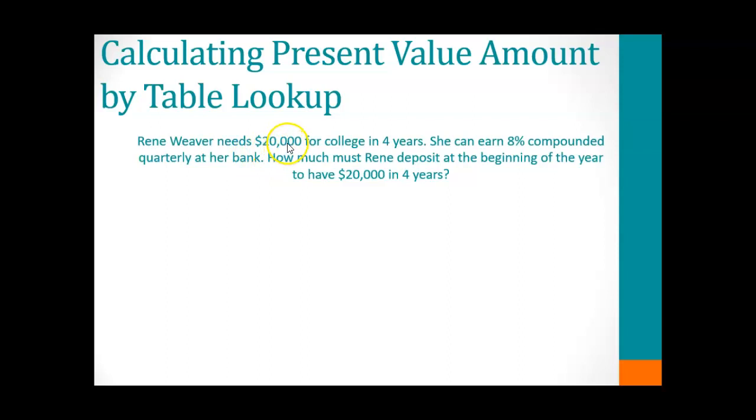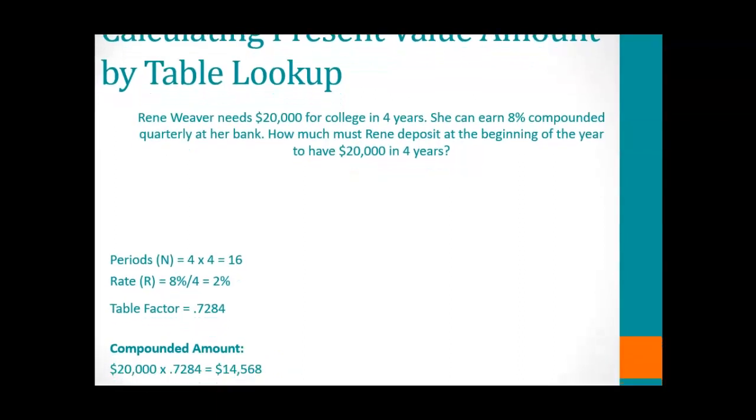Renee needs $20,000 for college in 4 years. She can earn 8% compounded quarterly at her bank. How much must she deposit at the beginning of the year to have $20,000 in 4 years? So $20,000 is the future value amount. We want to know, what is the present value of $20,000 based upon an 8% interest rate compounded quarterly over a 4 year period? You must first determine the number of interest payment periods.